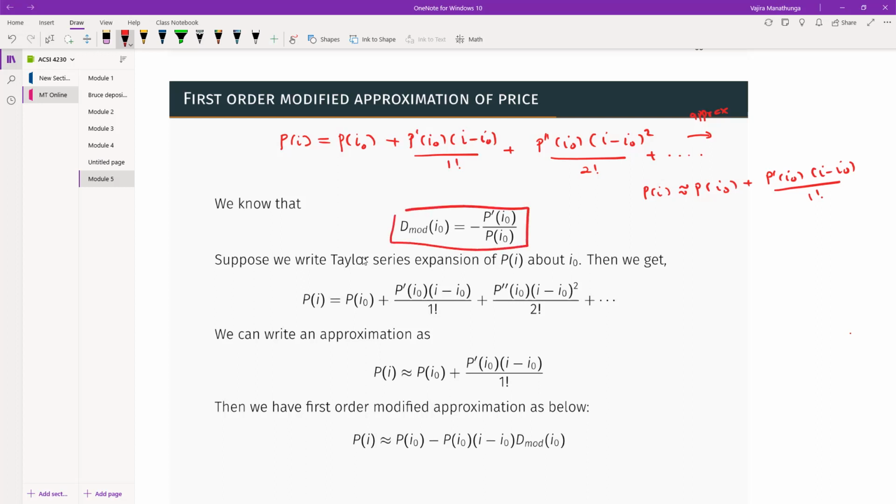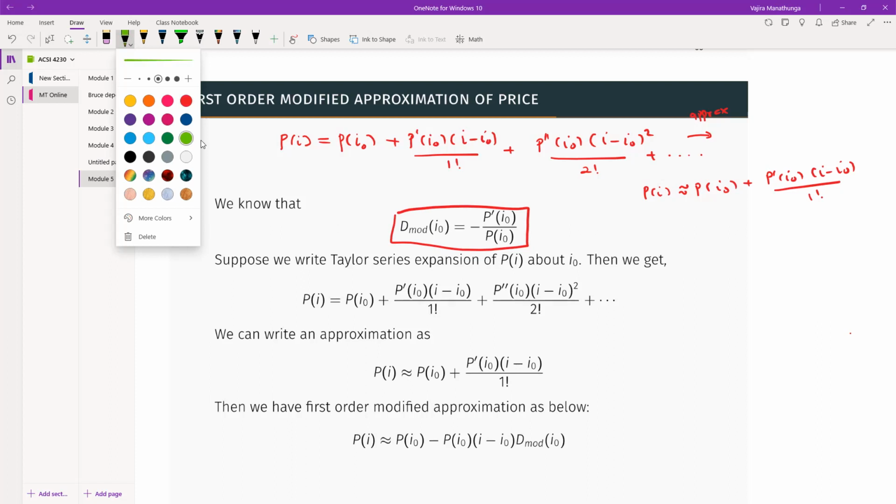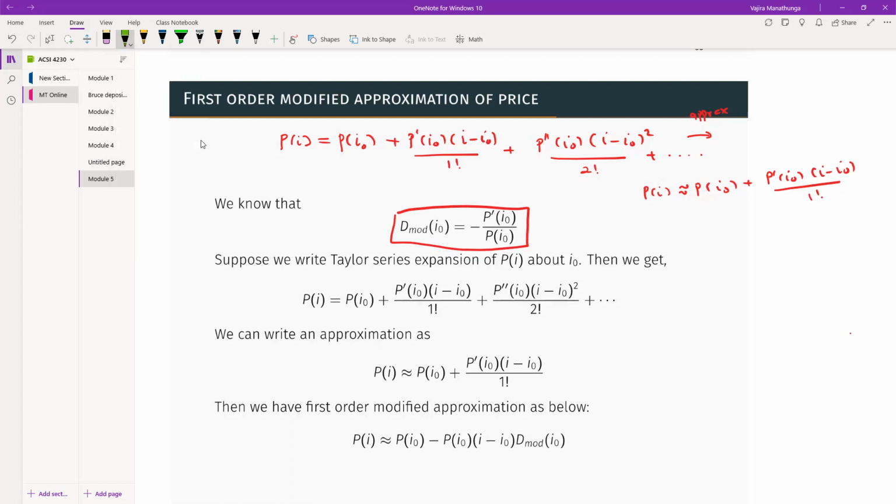So this is modified duration by definition. So right away, what we are going to do, let me use a different color, we are going to replace this term using the modified duration. So you can see that modified duration times P(i0) negative is going to be equal to P'(i0). So I can replace this term in here.